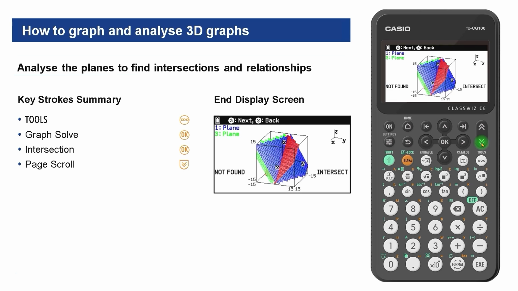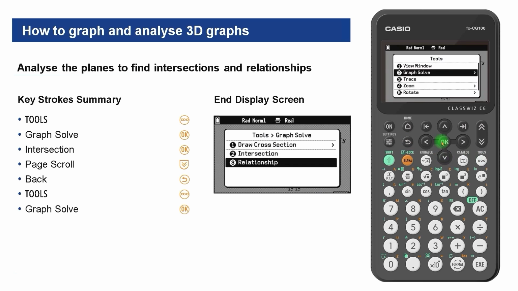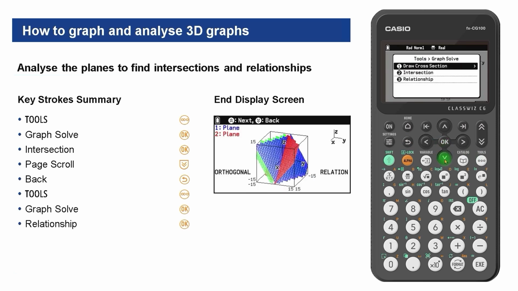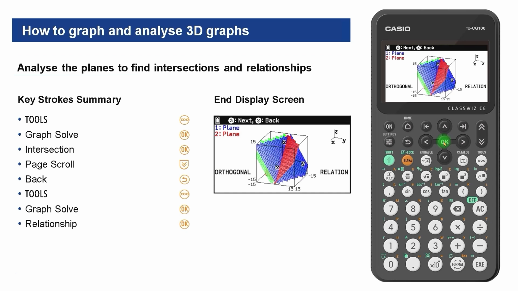To view the relationships, press back to end the analysis. Then Tools and Graph Solve again. Then select Relationship. Planes 1 and 2 are orthogonal, as are planes 2 and 3. And planes 1 and 3 are parallel, hence no intersection. Other plane relationships that can be found are intersect and coincident.